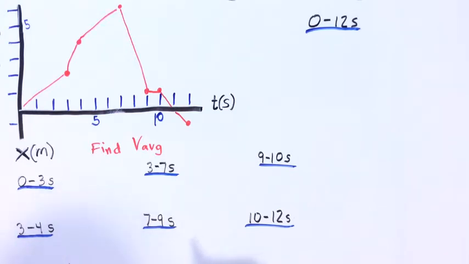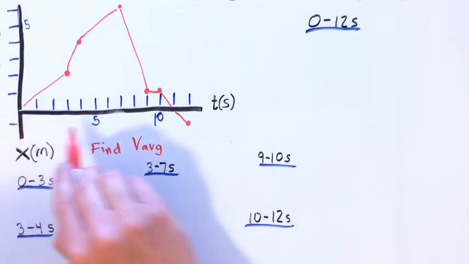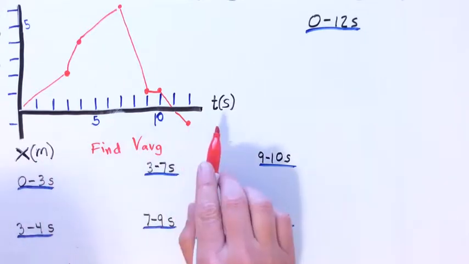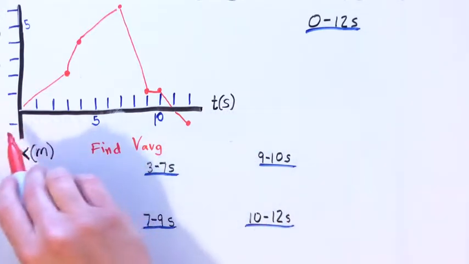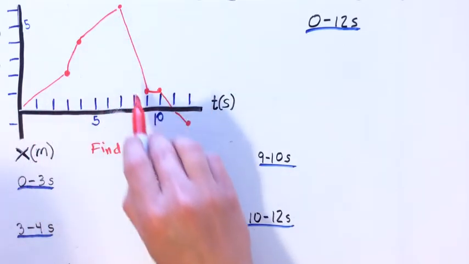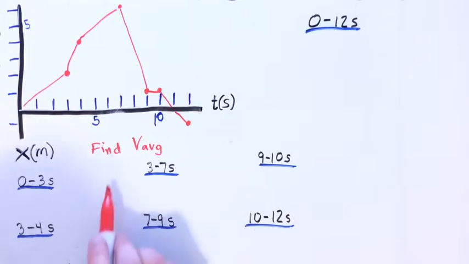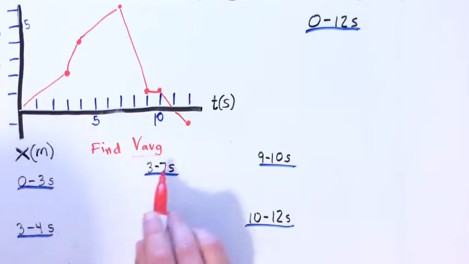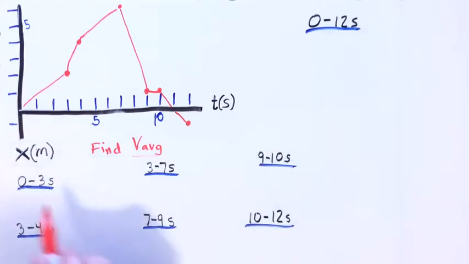This is motion. And so what we got here is a position versus time graph. We have x, which is in meters, and then we have time, which is in seconds. And this is the time graph for a certain object. And what we want to do is find the average velocity for these intervals right here. And I got a special one up there. And so here we go. Let's get to this problem.